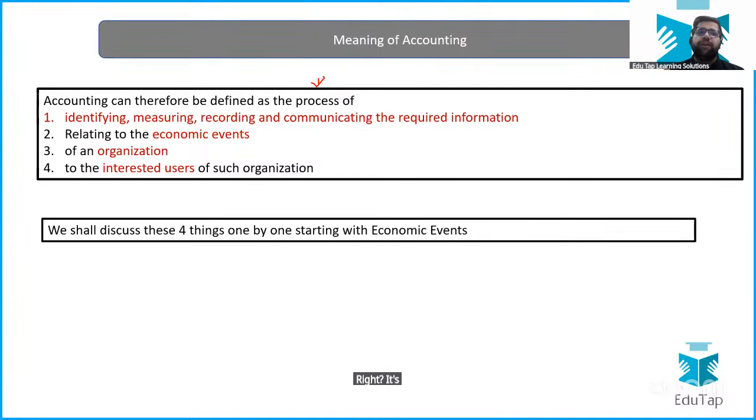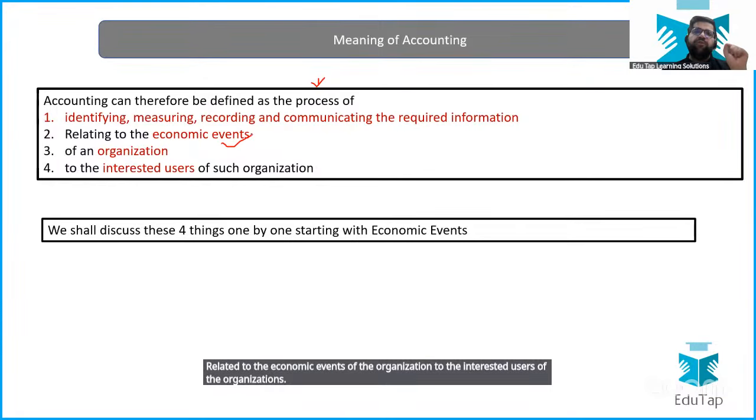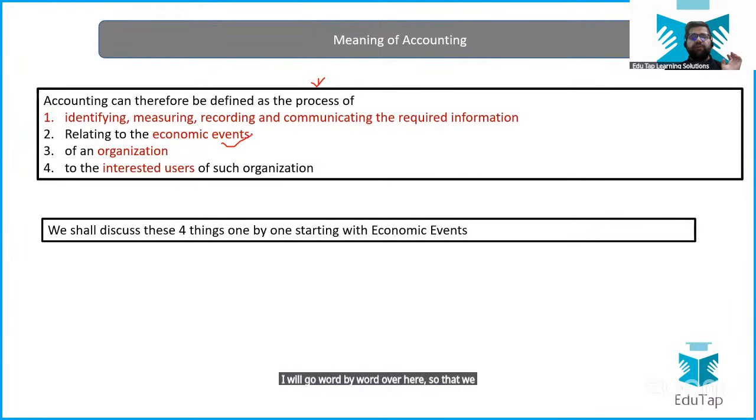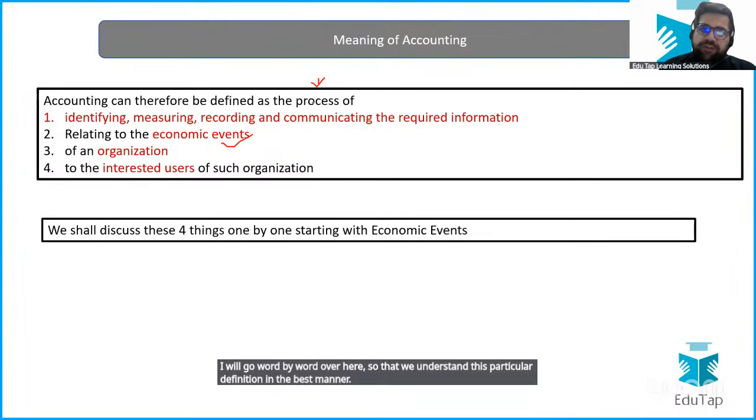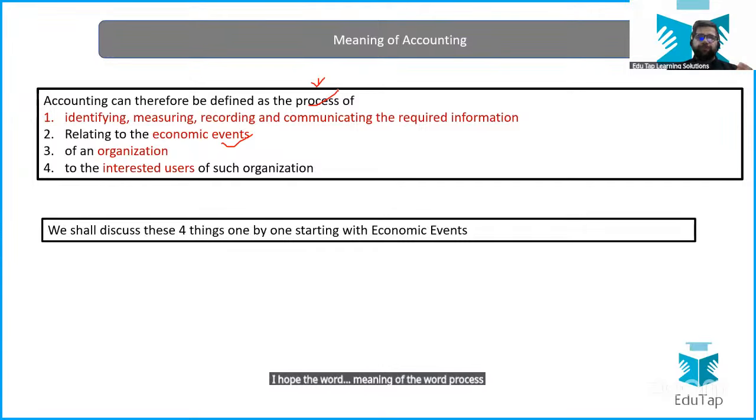It's the process of what? Identifying, measuring, recording, communicating the required information related to the economic events of the organization to the interested users of the organizations. I will go word by word over here so that we understand this particular definition in the best manner. I hope the meaning of the word process is very much clear to you. Now, let's move forward to understand the words economic events. Because if you understand this, then only you will be able to understand the first part of the definition. Okay, so let's understand what an economic event is.